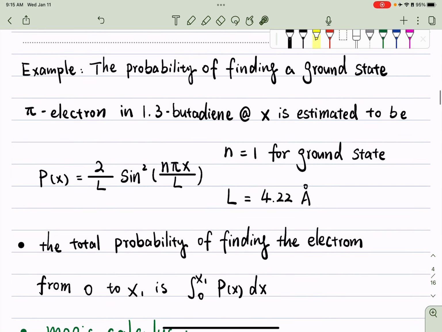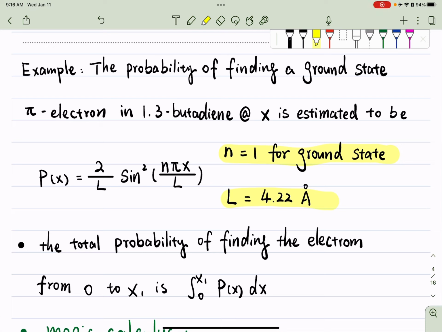So here, we're given the probability of finding a ground state pi electron in this molecule called 1,3-butadiene at position x. We can estimate it to be p(x) equals 2 over L sine squared of n pi x over L. We'll go over this later, but n equals 1 means it is a ground state. And we give the length of this butadiene molecule, L, equals 4.22 angstrom.